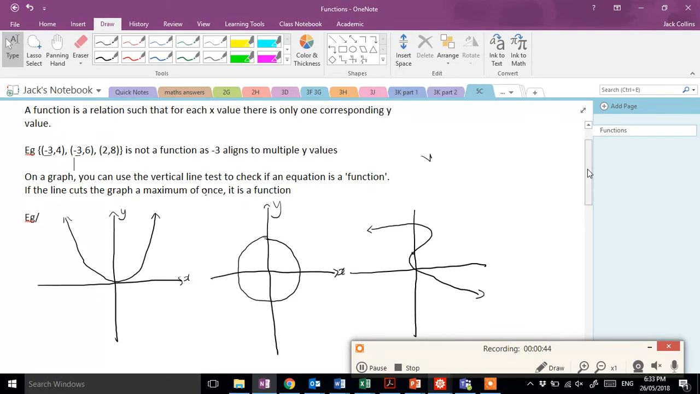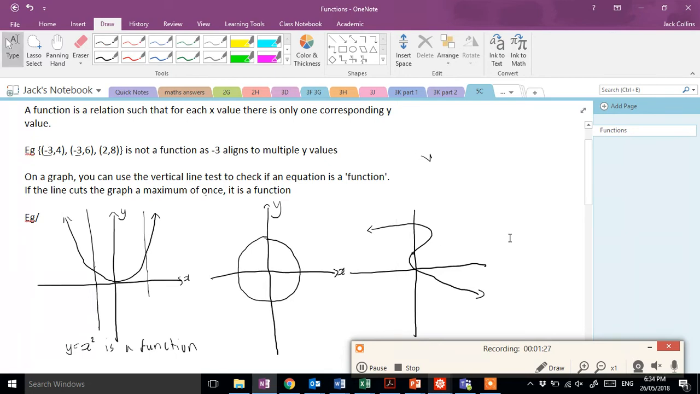Another way is if you have a graph, or if you can graph a function, you can use the vertical line test to check if an equation is a function. If the vertical line cuts through the graph a maximum of once, it would be a function, as for each x value, there would only be one y value. So looking at this first example here, using the vertical line test at a point, you can see that the line only intersects the graph once, so therefore, y equals x squared is a function. No matter where you draw that line, there's only going to be one y value corresponding with that line.